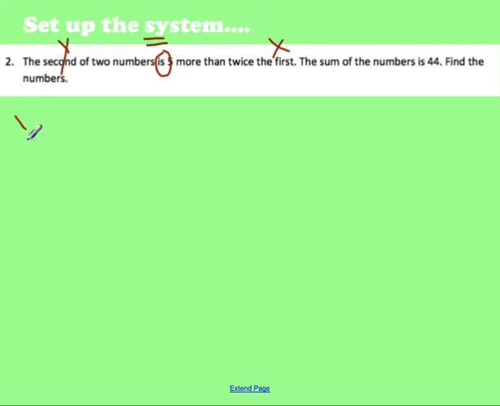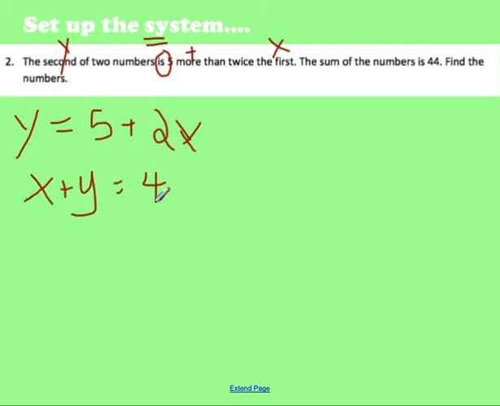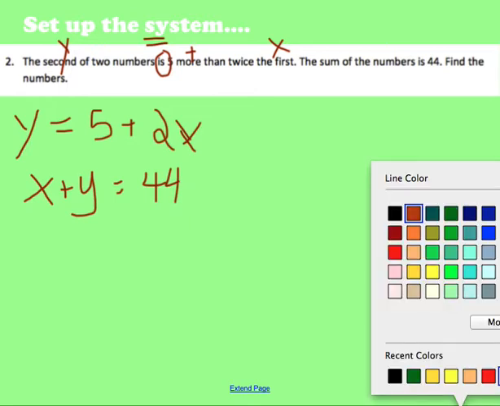So the second of 2 numbers is, or is equal to, 5 more. "More" usually means plus, then twice the first. So to get twice the first, we need to take the first times 2. And it says that the sum, so that means that we're adding the two numbers, needs to be equal to 44. So the sum of the two numbers is equal to 44.